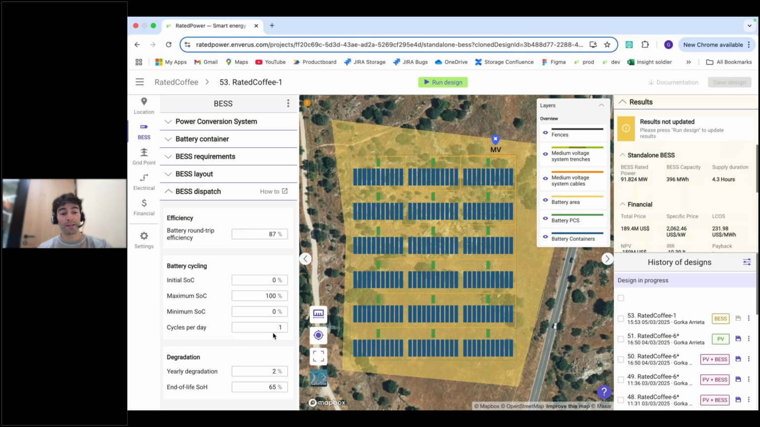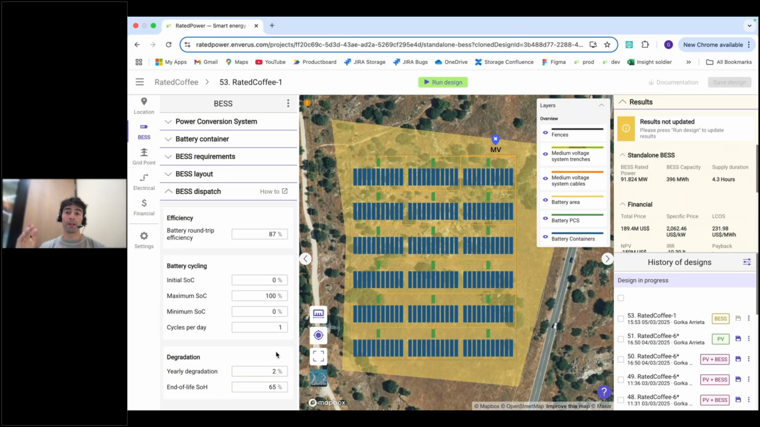And then last, we have the cycles per day, or the maximum number of cycles per day. That's going to limit the amount of cycles of charge and discharge that the battery is allowed to do in a day. And then you have the degradation, which is currently linear, and is applied year by year, the same amount. And then you have the end of life state of health, which is set to 65 by default.